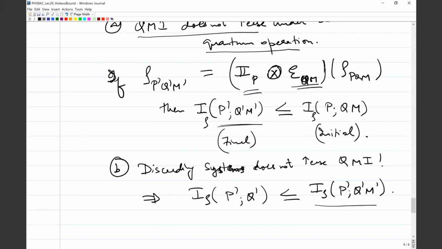For bipartite states, we proved something called the subadditivity. So for tripartite states, there's something called the strong subadditivity. Okay, so that's what I'm going to talk about next.